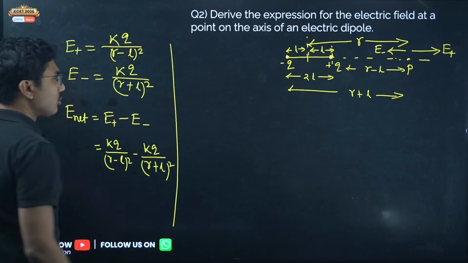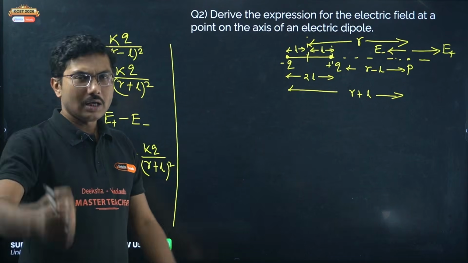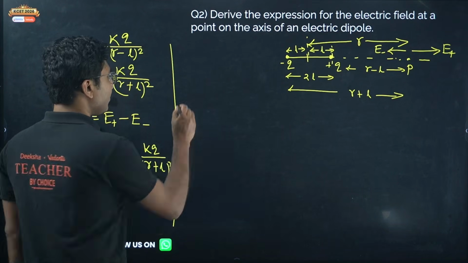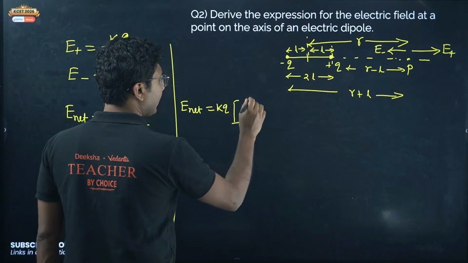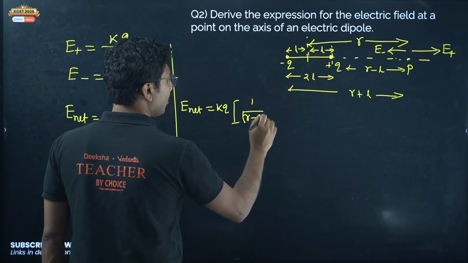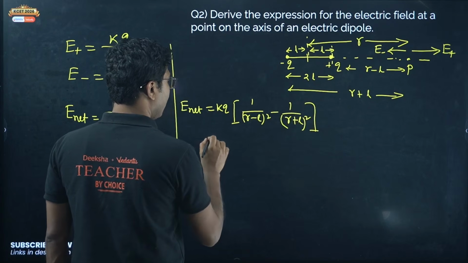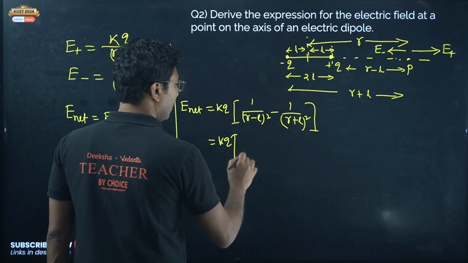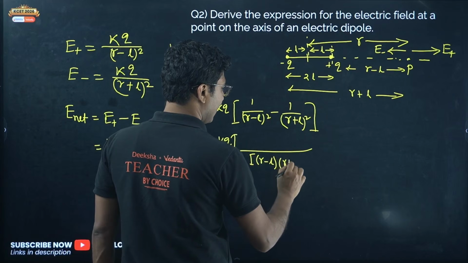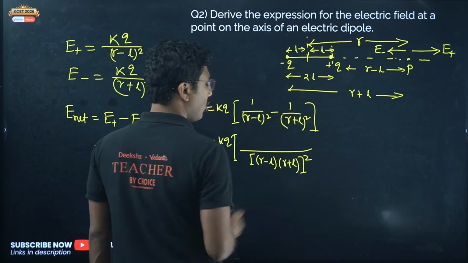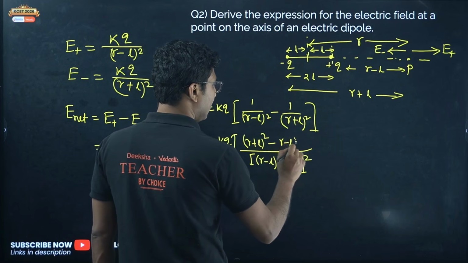Now not too much writing is required for this derivation, only if you can explain the diagram, that will be a bonus added advantage. So net electric field is, obviously K and Q is common, and we get 1 by (R minus L) whole square minus 1 by (R plus L) whole square. Now KQ is common. In the division we get (R minus L)(R plus L), both squared, so square is common. Now we get (R plus L) whole square minus (R minus L) whole square.